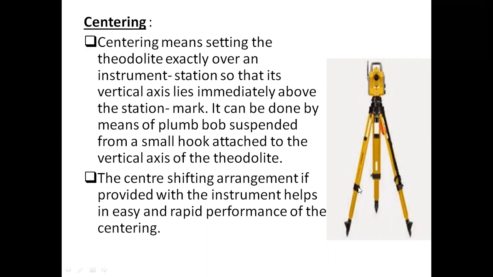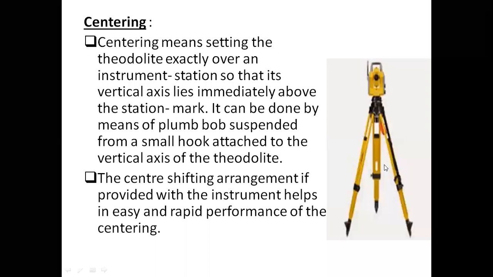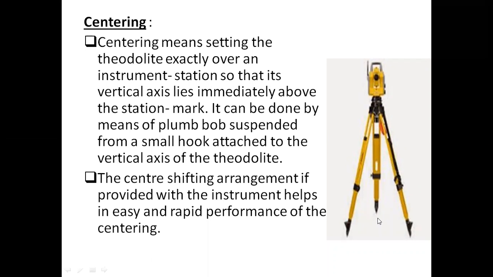For this, we will use these legs, and we will move these legs inward, outward, clockwise or anti-clockwise, so that this theodolite will come exactly over the station point. And for checking the centering, we will use the plumb bob. Then you get the centering. Then we will come to the next point, transiting.